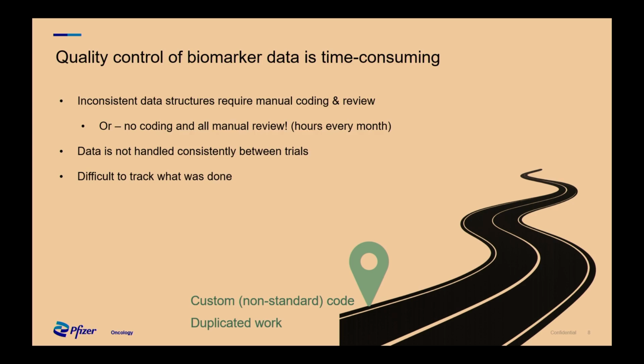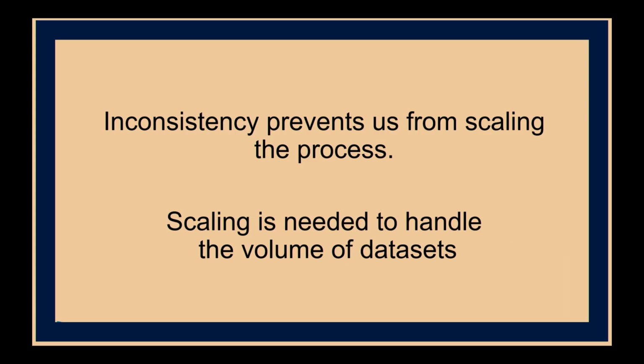And it's not too bad when you're working on one data set, but when you have dozens of studies and dozens of data sets, it really adds up. And it also means that our data is not handled consistently between our trials, and it's really difficult to track what was done. So the issue that we're facing is not that our data has issues in it, that's expected, but that we have inconsistency between our different data sets, and that's really preventing us from scaling the process. And we need to scale the process in order to handle the volume of data sets that we're working with.